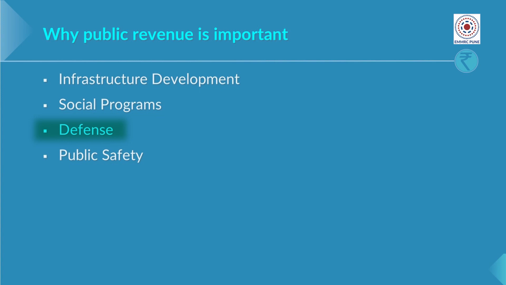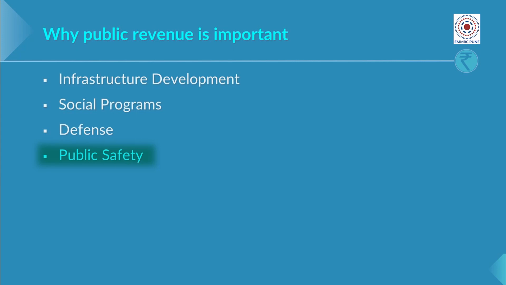Defense. Governments also use public revenue to fund their defense system. This includes everything from maintaining a military to funding intelligence agencies and cyber security initiatives. Public safety. Governments also use public revenue to fund public safety initiatives such as law enforcement and emergency response services.